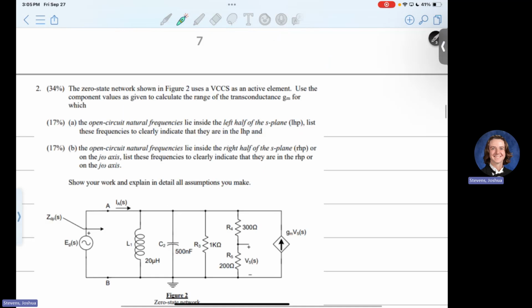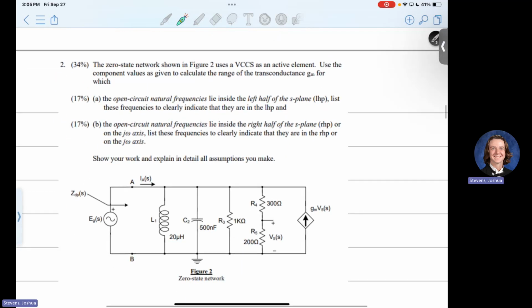Let me read the problem. A zero-state network shown in figure 2 uses a voltage-controlled voltage source as an active element. Use the component values as given to calculate the range of the transconductance, GM. So basically, we have this GM here. Oh, we weren't given a value. We're going to use things to find GM, I'm sorry. And those things are our open circuit and short circuit natural frequencies. But what we're doing is we will find the transconductance for when the open circuit natural frequencies lie on the left half of the S-plane.